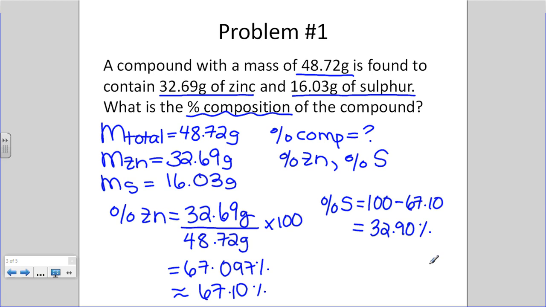If you didn't remember this little trick, you can do the same as taking the mass, but instead of putting the mass of zinc on the top, you take the mass of your sulfur and divide by the total, and you'll get the same number. So that's one way you can calculate percent composition. You might be given some general masses, and then you go ahead and calculate it.